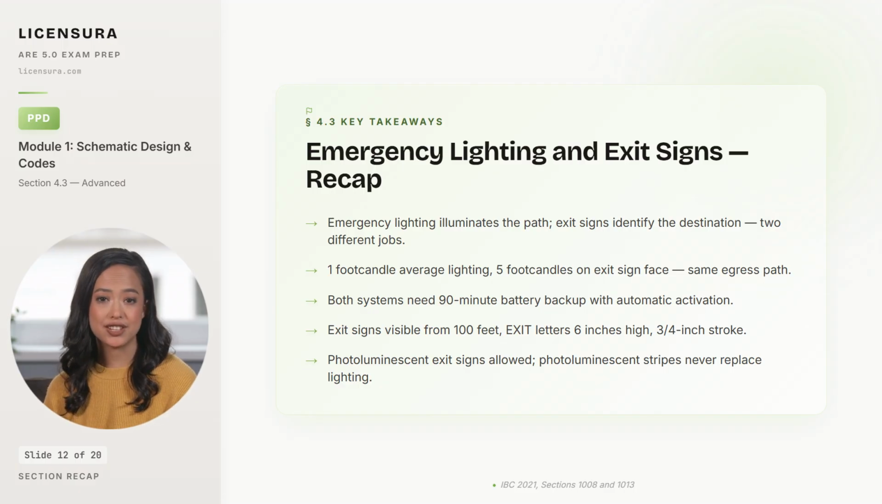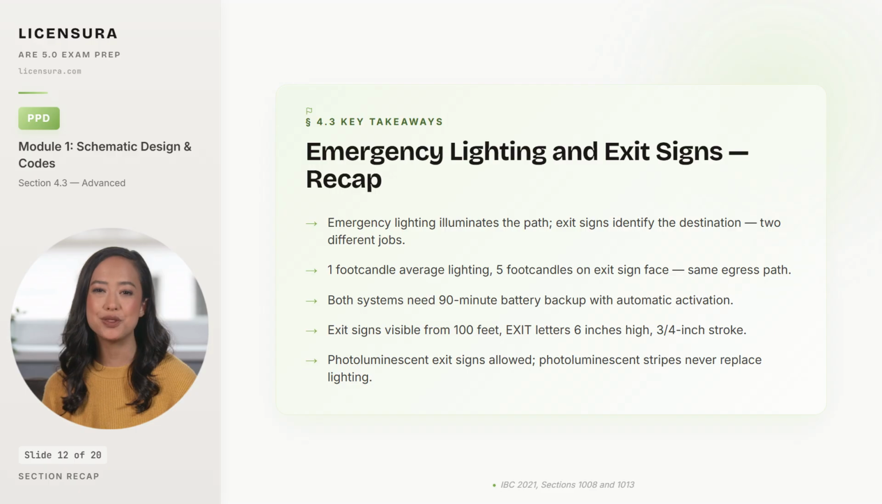First, the two systems do 2 different jobs. Emergency lighting illuminates the path so occupants can see where they are walking, and exit signs identify the destination so occupants know where they are walking to. Both required, neither optional. Second, the lighting standard is 1 foot candle average along the path with a minimum of 1/10, while the exit sign carries 5 foot candles on the face of the sign. Same egress path, different metrics.